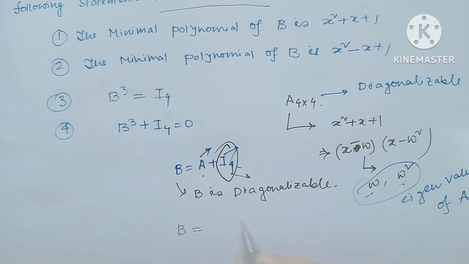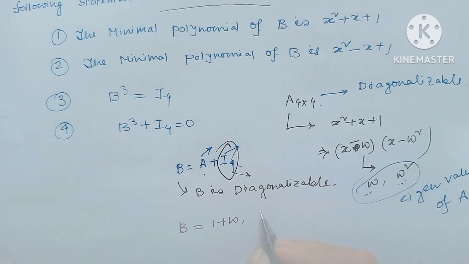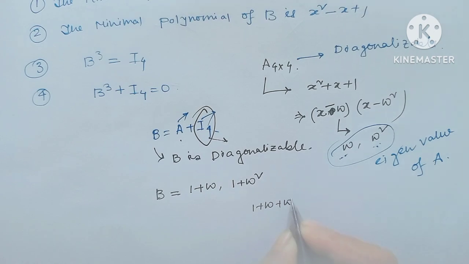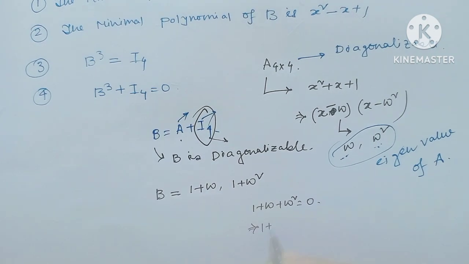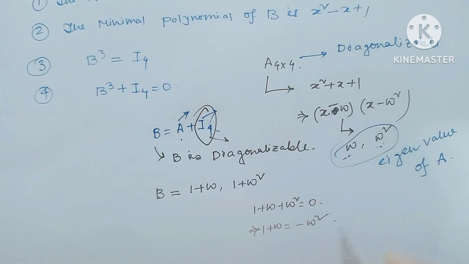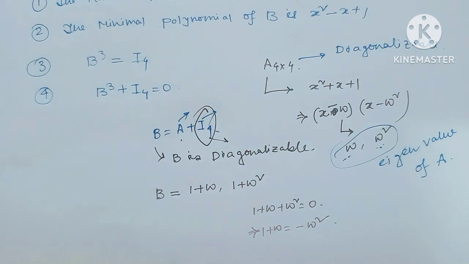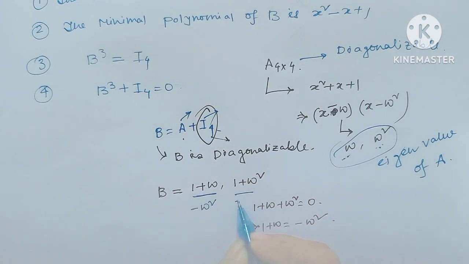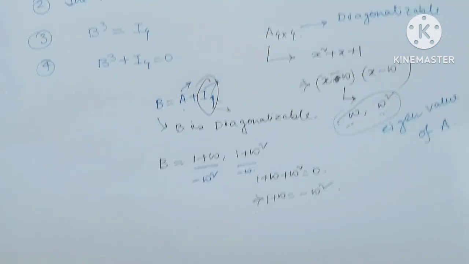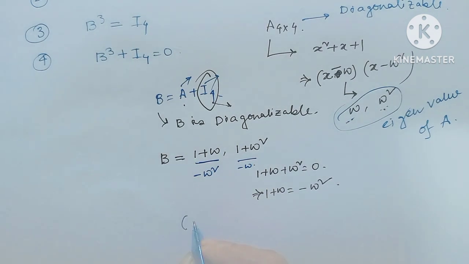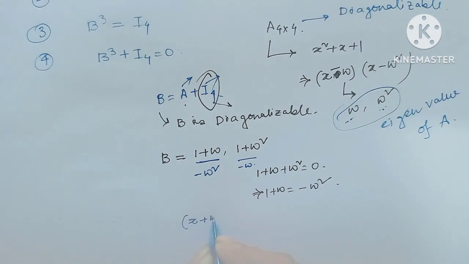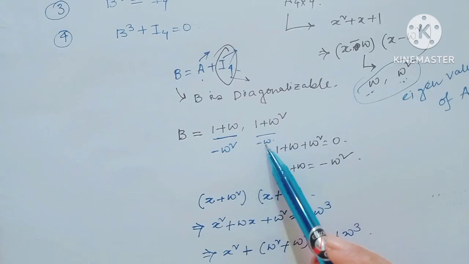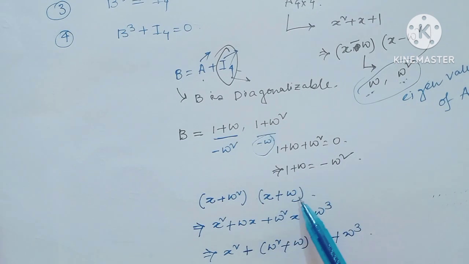That means the eigenvalues of B would be 1 plus omega and 1 plus omega square. And we all know 1 plus omega plus omega square equals 0. That implies 1 plus omega equals minus omega square, and 1 plus omega square equals minus omega. So the minimal polynomial has factors x plus omega square and x plus omega.